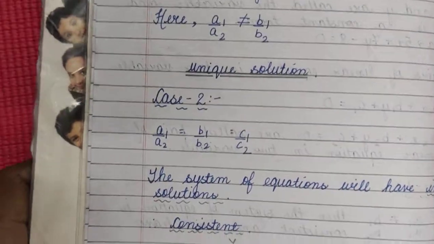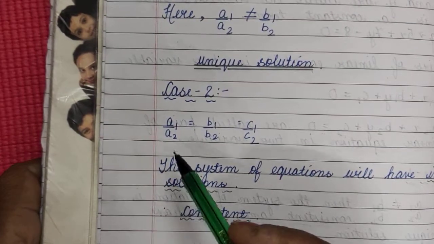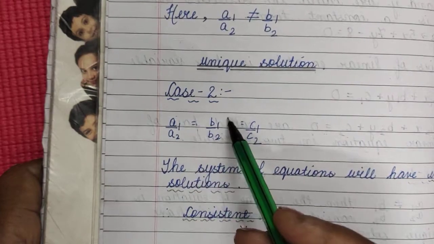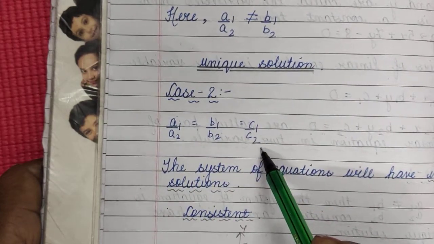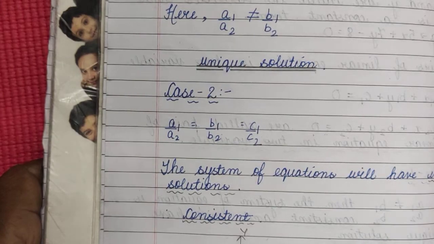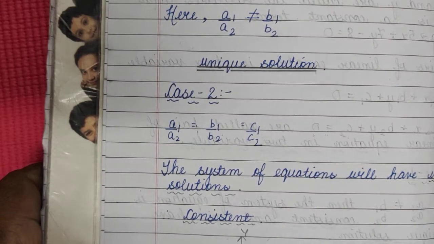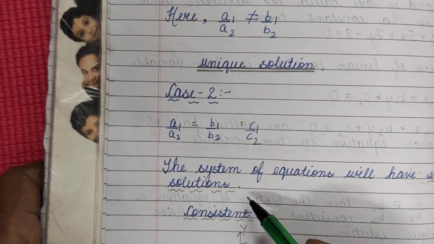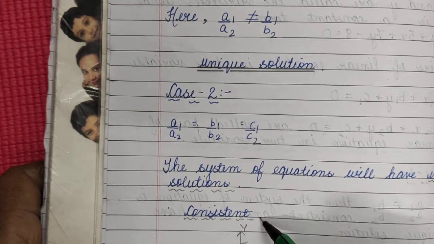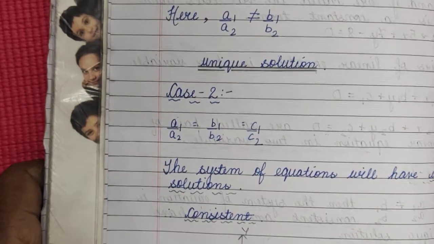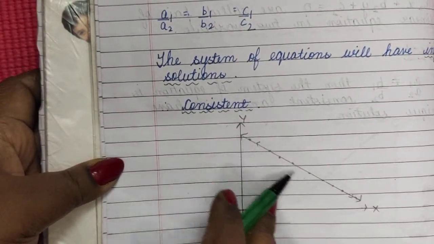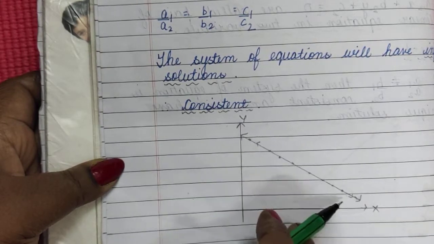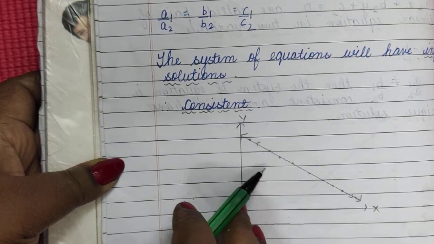Now we come to case 2. In this case, when a1 by a2 equals b1 by b2 equals c1 by c2, the equations will have an infinite number of solutions, and the pair of equations is called consistent. And the type of graph is coincident. They are coincident because the equations will be equivalent.